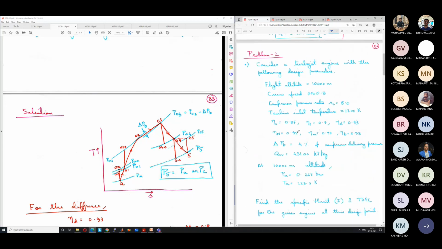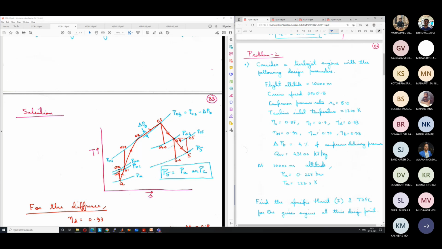Let us keep the problem open here. The inlet condition is given: PA is the atmospheric pressure, 1.265 bar. So we will have a diffuser at the inlet. And TA is also given, 223 Kelvin. So PA and TA are known. So point A is fully known.